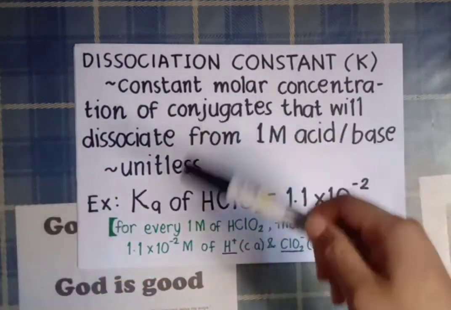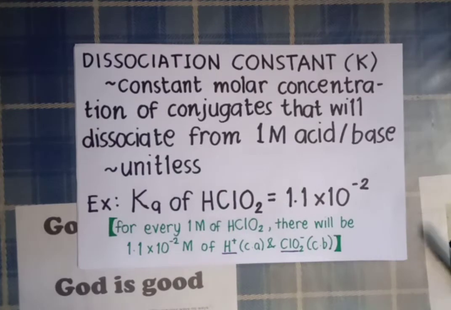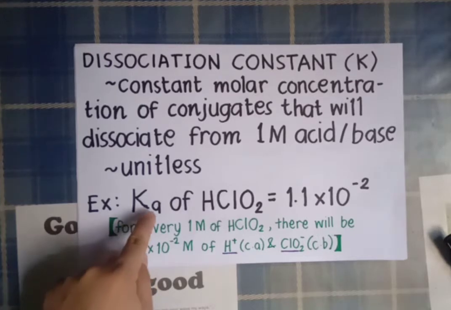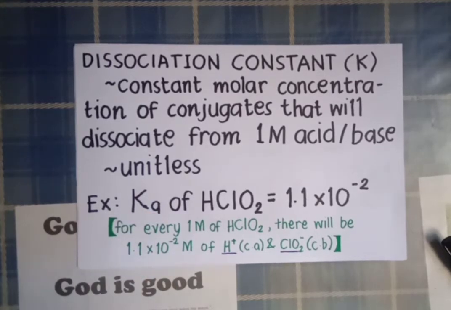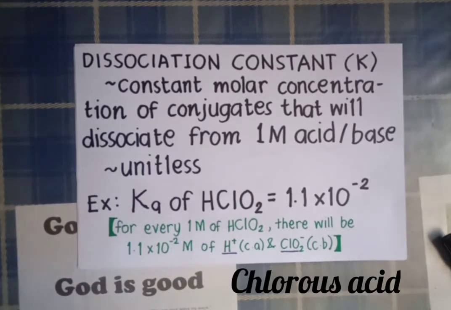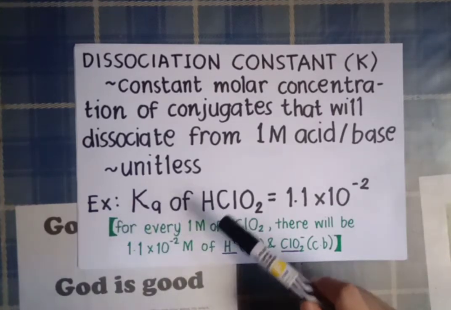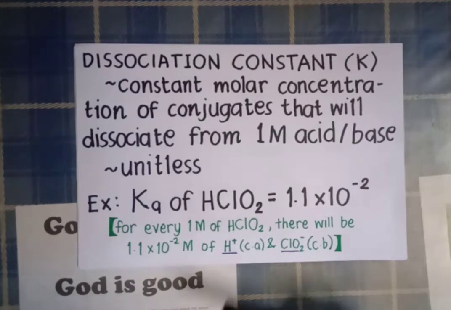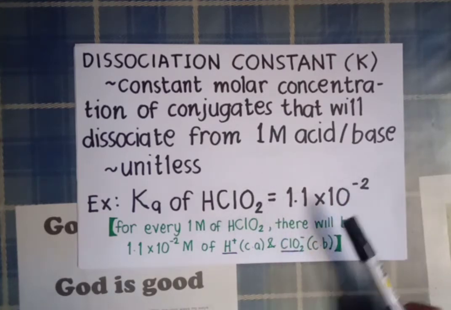To understand this concept further, let us have an example of dissociation constant. And by the way, there are actually two types of dissociation constant: the dissociation constant for acid, that is Ka, and the dissociation constant for base, that is Kb. Now let's have the dissociation constant for chlorous acid, HClO2. The dissociation constant for chlorous acid is determined to be 1.1 times 10 raised to negative 2.